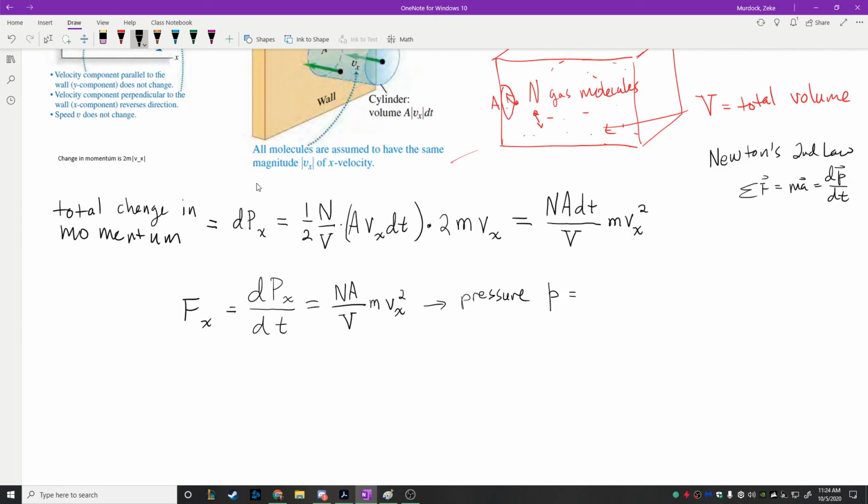Yeah, force divided by area, exactly. The area is already right there, so if I take the force and divide by the area, that's going to give me the pressure P, right? We've already got area right here, so we divide the area over here and we're left with just N over the volume, and then m vx squared.